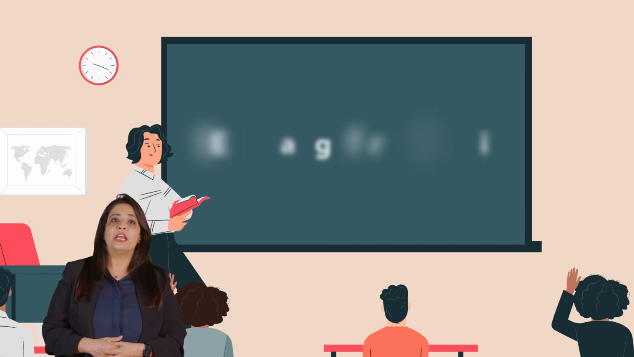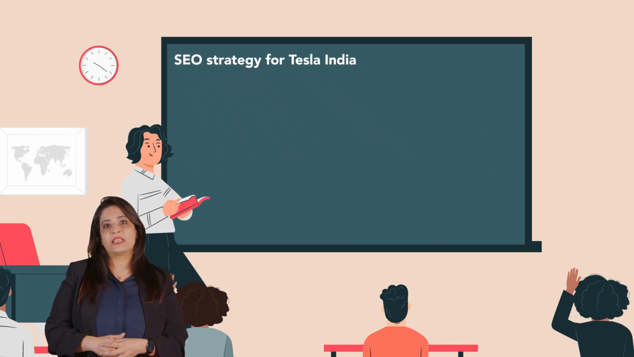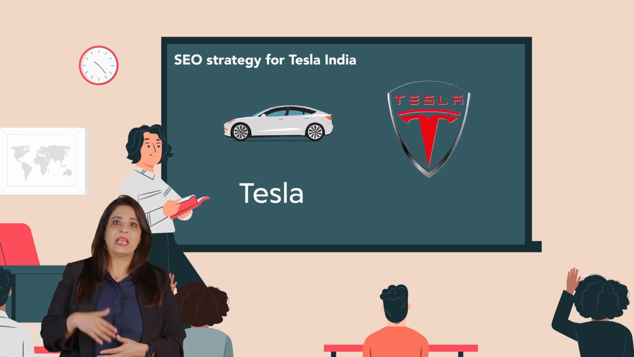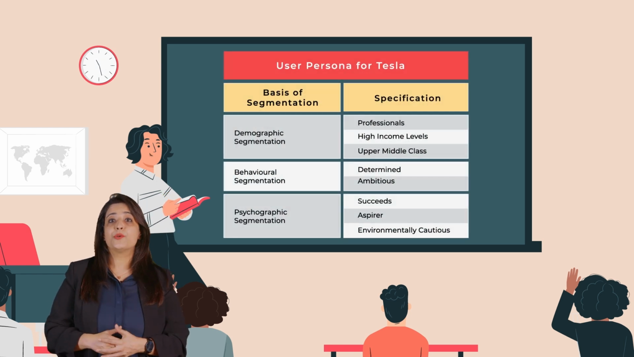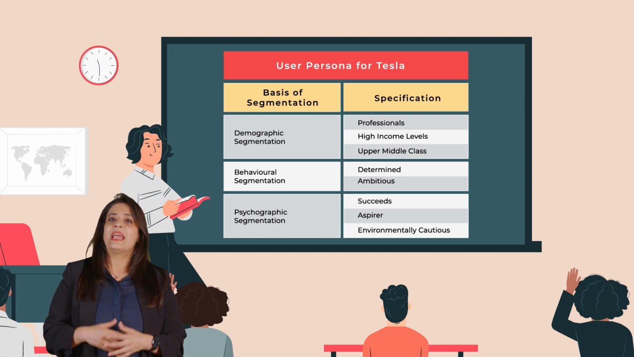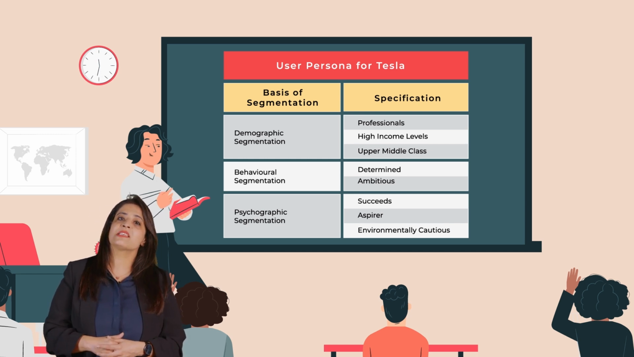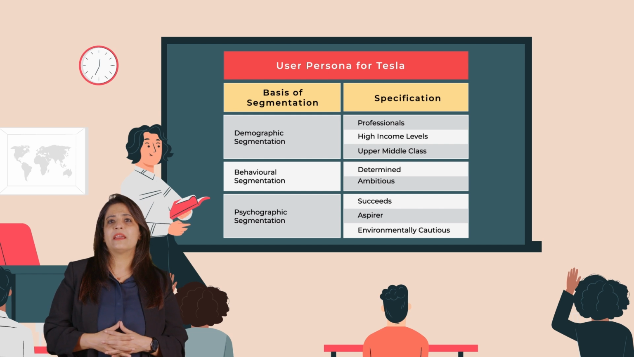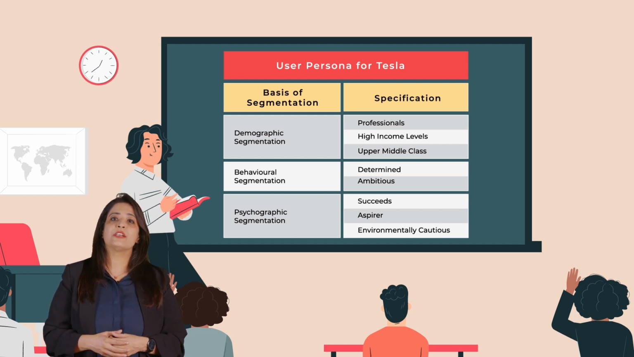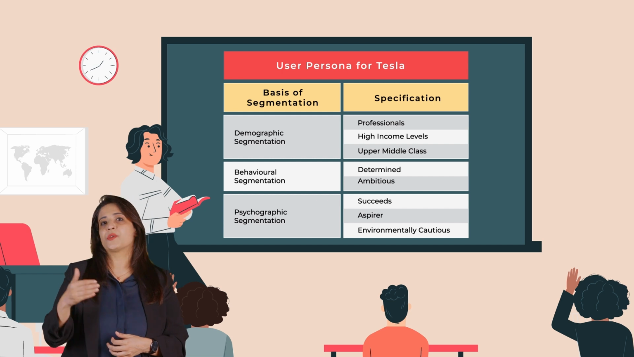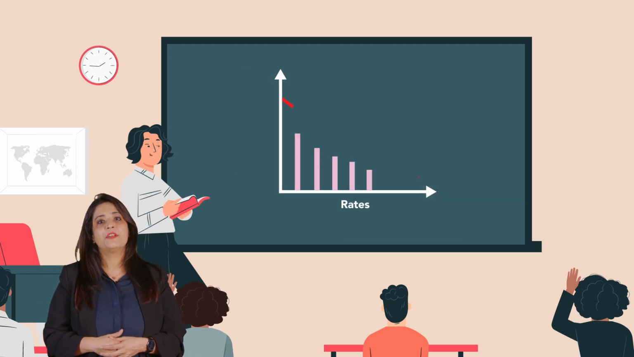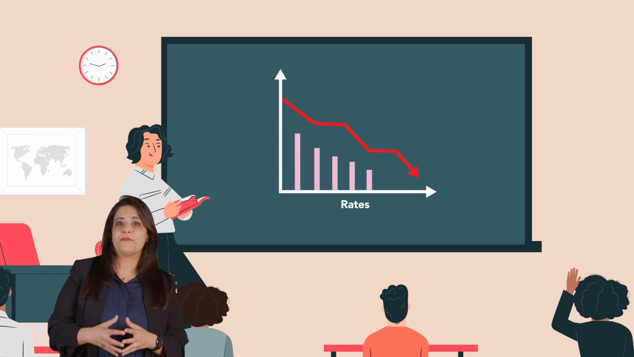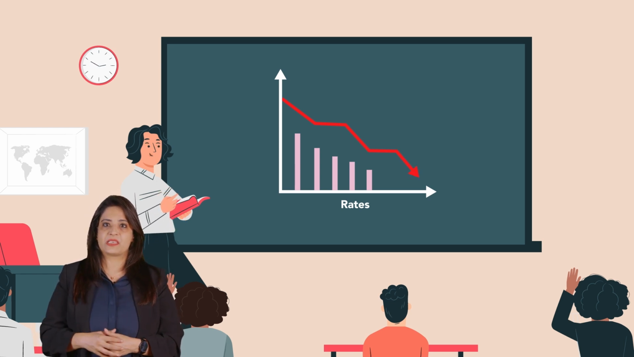For example, you need to design an SEO strategy for Tesla India. What should be your first step here? Defining the user persona. Yes. As everyone is aware of Tesla's features and that only certain higher-earning families can afford it, you can consider only those in your user persona definition. The rates are sufficient for anyone from the SEO team to come up with a target user base.